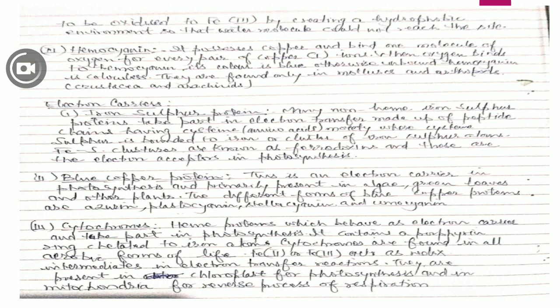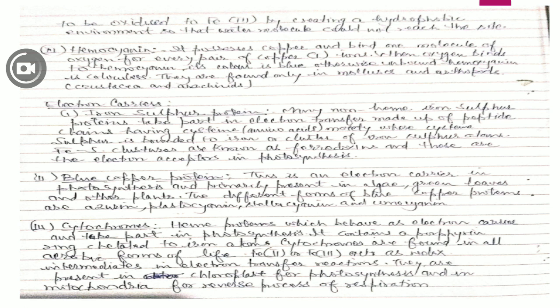As we discussed in previous classes, the electron processes in the photosynthesis in plants. Second is blue copper proteins. This is an electron carrier in the photosynthesis and primarily present in the algae, green leaves and other plants.